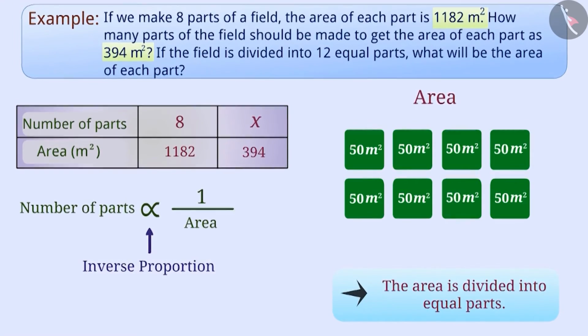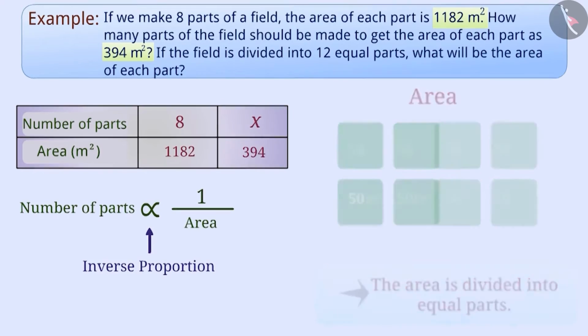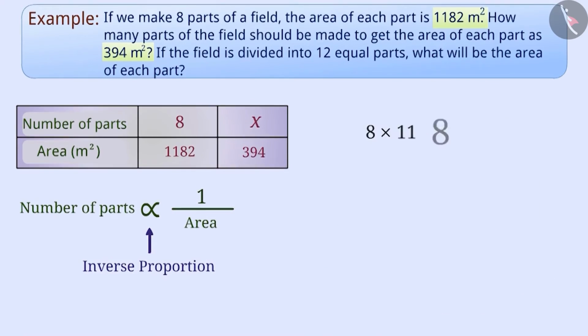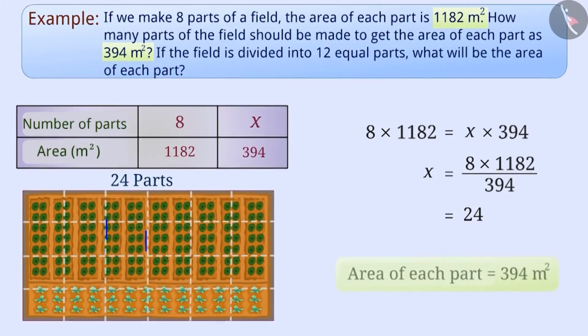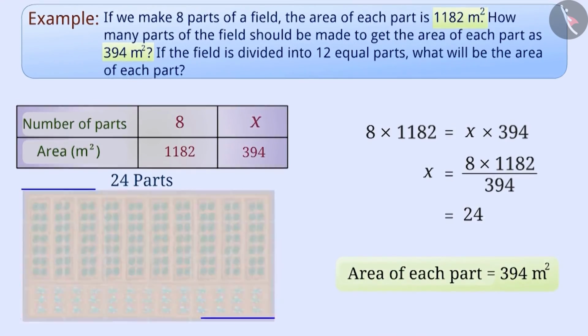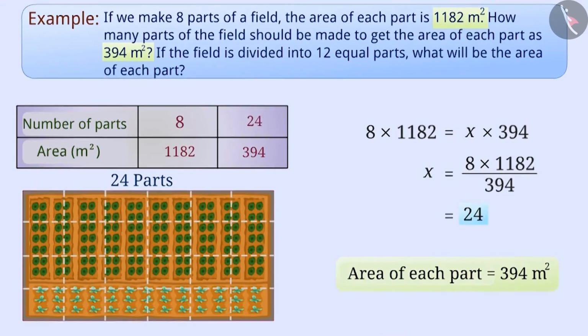In terms of inverse proportions, we can say that 8 into 1182 is equal to x into 394. That is, x is equal to 8 into 1182 divided by 394, which is equal to 24. In this way, the area of each part will be 394 meters square when 24 parts of the total area are made.